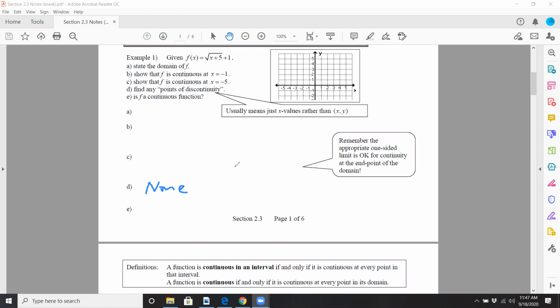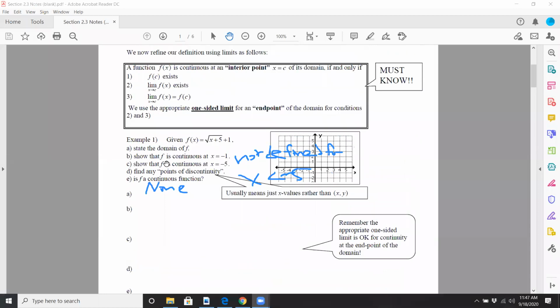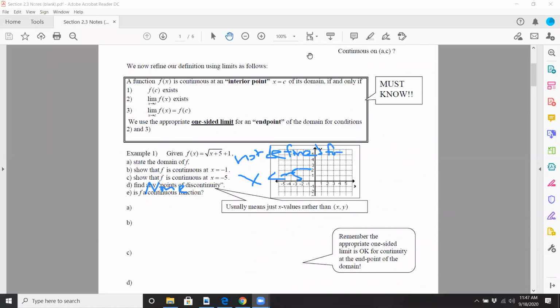Now, yes, it's not defined for x less than -5. We know this. This is not defined for x less than -5. 100% we know this. But the thing is that when you want continuity, you need to make sure these things are happening in your domain. So I should have emphasized that a little earlier. In your domain. What is our domain here? -5 to infinity. So in our domain, do we have any issues at all? We did not. So we could say this is continuous on its domain, totally.